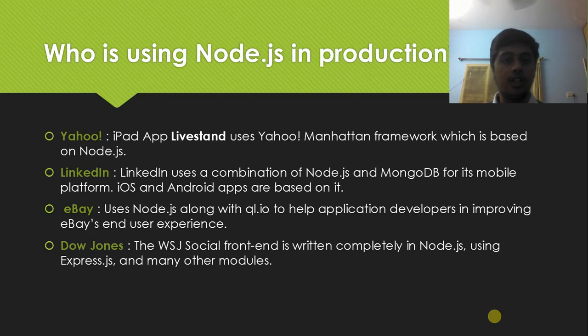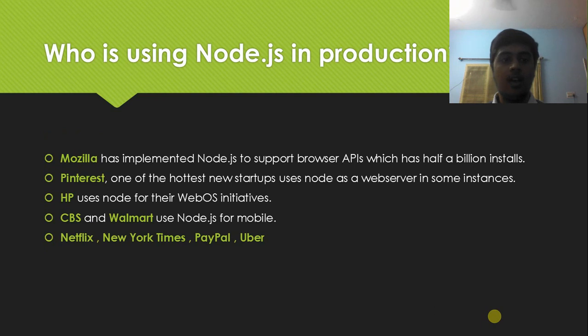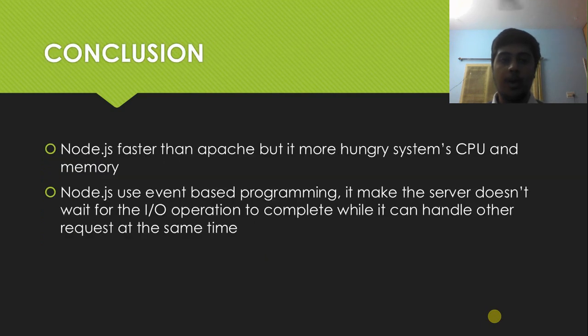So who is using Node.js in production? It may be Yahoo, LinkedIn, eBay, or Dow Jones. Yahoo uses Node.js in an iPad app called LiveStand. LinkedIn also uses Node.js and MongoDB in its mobile platform. iOS and Android apps are also based on it. eBay uses Node.js along with ql.io to help application developers improve eBay's end user experience. Others include Mozilla, Pinterest, HP, CBS, Walmart, Netflix, New York Times, PayPal, and Uber.